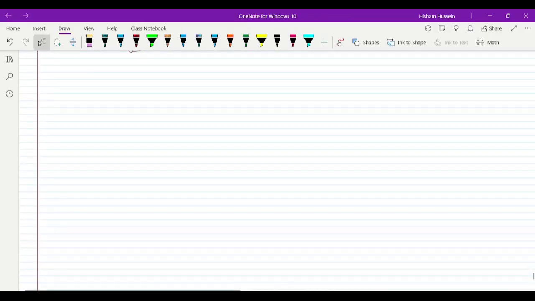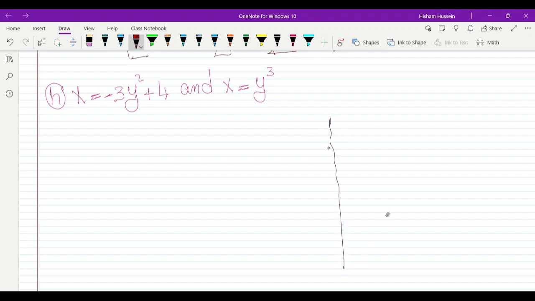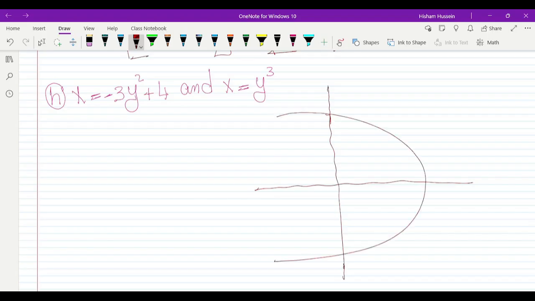In problem H, we have the two curves x equals negative 3y squared plus 4 and x equals y to the power 3. Sketch the two curves. X equals negative 3y squared plus 4 looks like this. It's x as a function of y, it's not y as a function of x. So it's like this. X equals y to the power 3 is like this curve. So we need to find the area of this region.